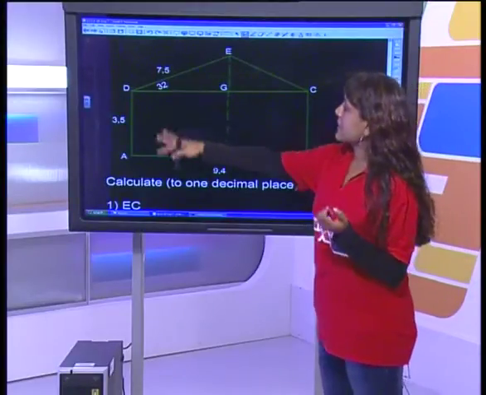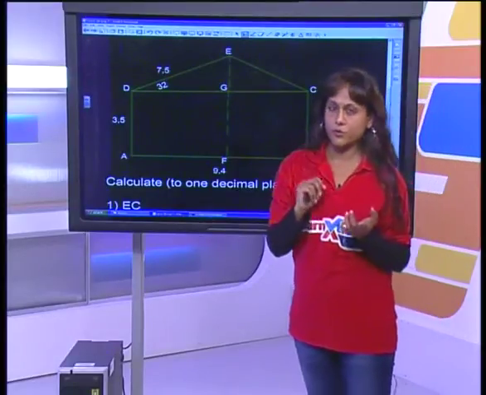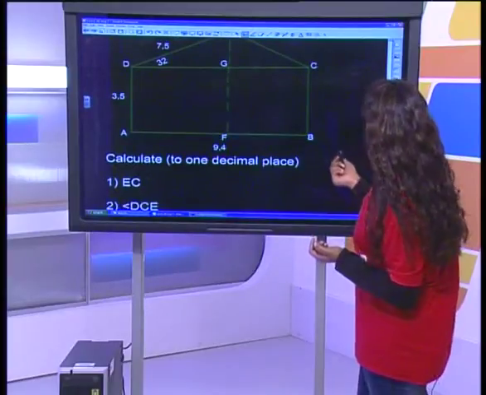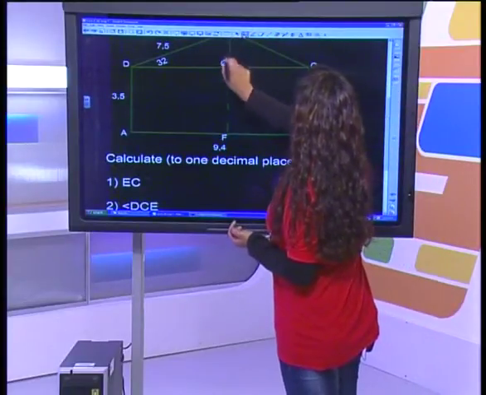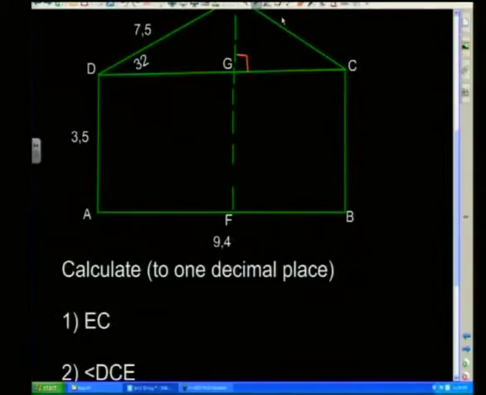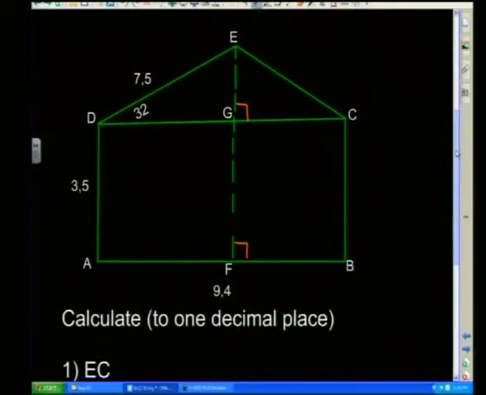So we've got a rectangular shape for the base, and then we've got a triangular roof. They give you all the dimensions. Incidentally, what's missing on this diagram is that's 90 degrees. It has to be perpendicular, otherwise you would have a lopsided house. So angle G is 90 degrees and angle F is 90, which means that EG is perpendicular to DC and EF is perpendicular to AB.